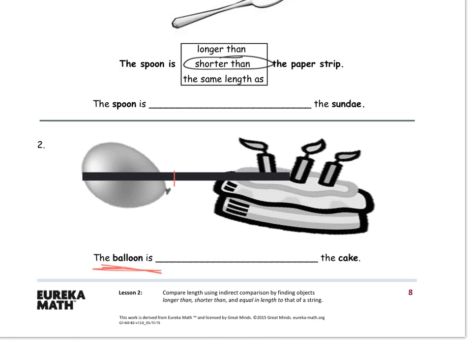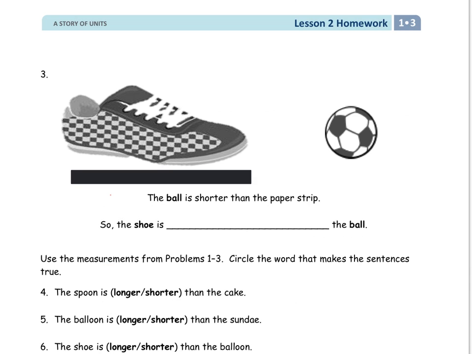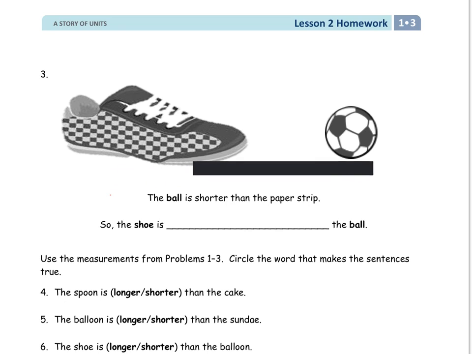So that, let's take a look at page 2. And you'll see we're looking at the paper strip here compared to the ball. And then we'll compare that to the shoe. So the ball is shorter than the paper strip.